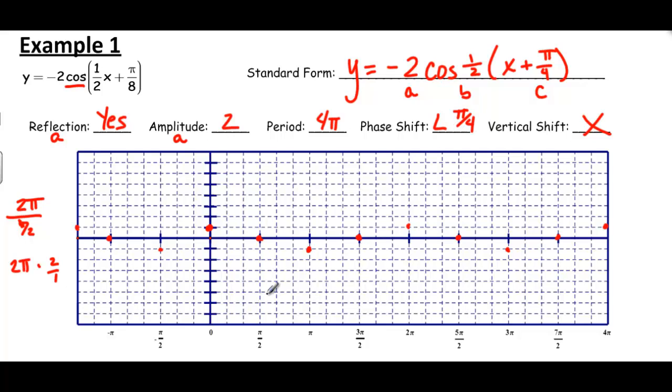I'll explain to you where pi over 4 is on this. Alright, so where do we even start? I always start with the vertical shift. I'll use a highlighter to make it easier. I have this middle line right here. This is normally where it starts. If I had a vertical shift, this line might shift up or down, but because there is no vertical shift, I know that my middle line stays right here, which is kind of nice.